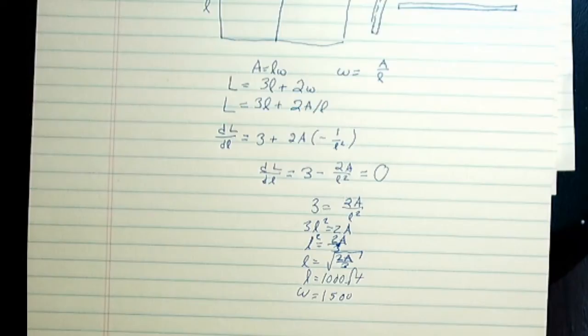So before we had millions and millions of feet of fencing. This time we have 3 times the length. We have 3,000 feet here. Another 3,000 feet there. So this time it's only 6,000 feet of fencing. That's a lot cheaper.